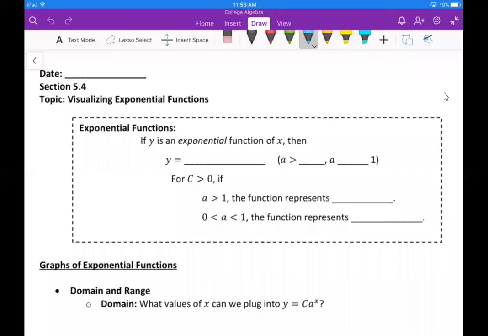Okay, today we're going to look at 5.4, which is all about visualizing these exponential functions. So what we want to do is use that C and A that define an exponential function to understand how that changes the visualization of the exponential function.